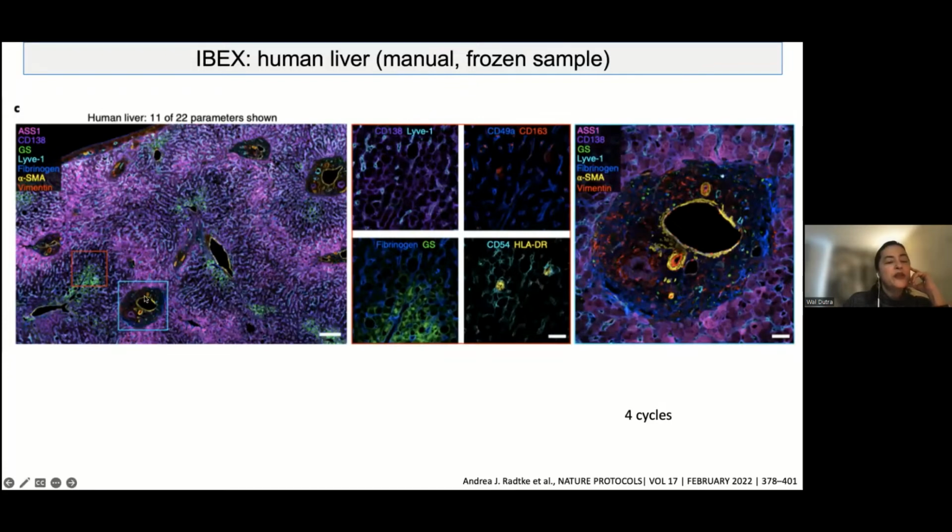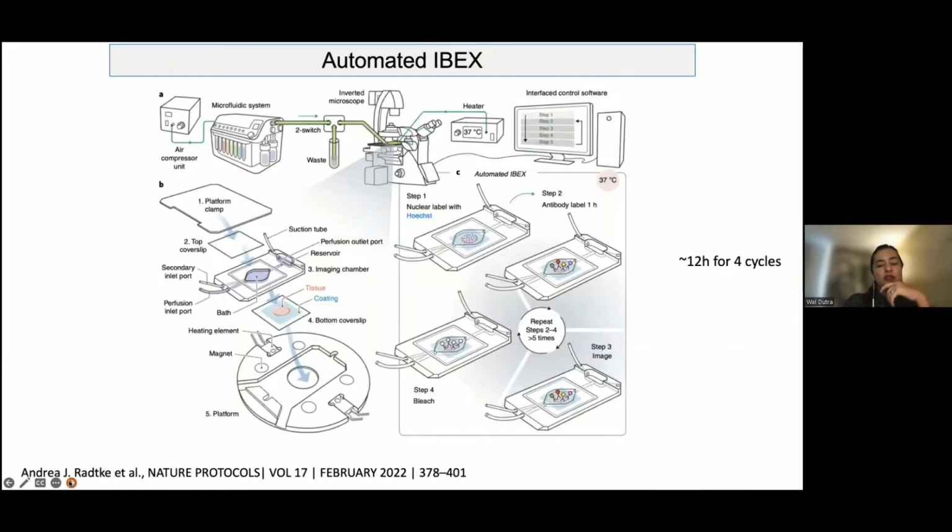This is a beautiful image of a human liver, again, done by manual IBEX, not using the expensive machine, and frozen samples. You have a marker here for lymphatics as well. You have a marker for activation of different cells, and essentially you can identify many different components of the extracellular matrix in this tissue as well. So you can study it not only by the composition of the cells, but also structurally. The technique allows you to really see very well what's going on.